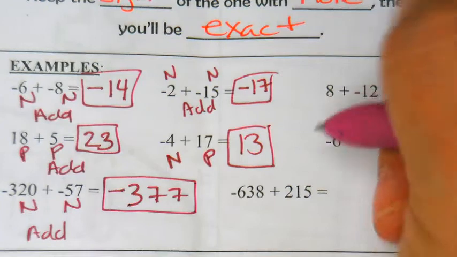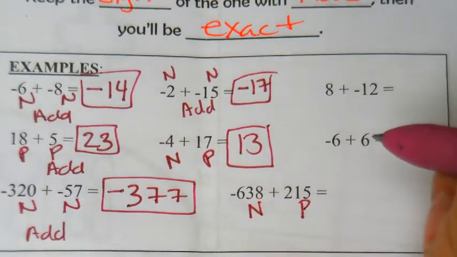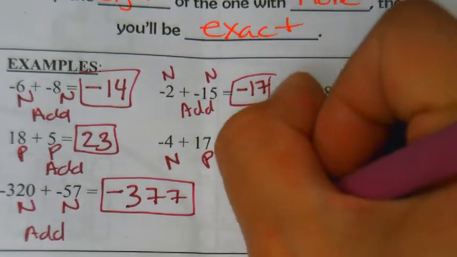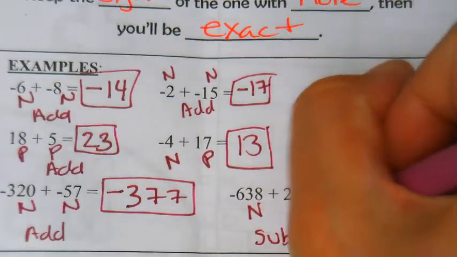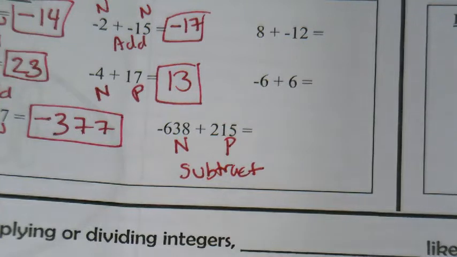All right, let's do the big one. This one's a negative, this one's a positive. What are you going to do? Subtract. All right, subtract it. Don't wait for anybody else to tell you the answer. You do it.